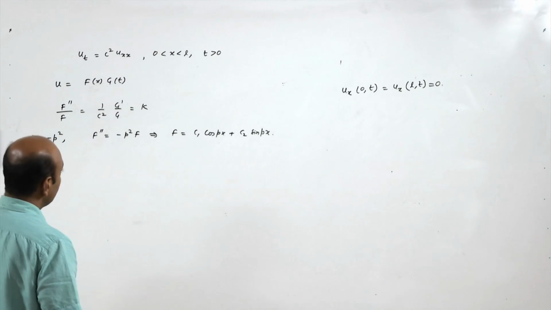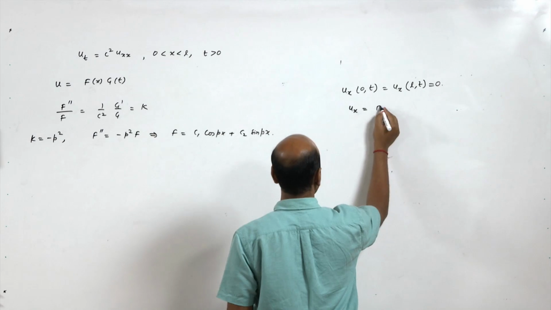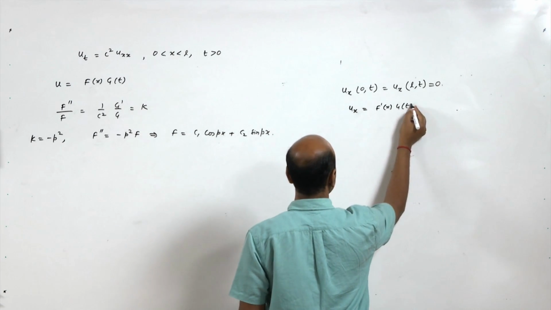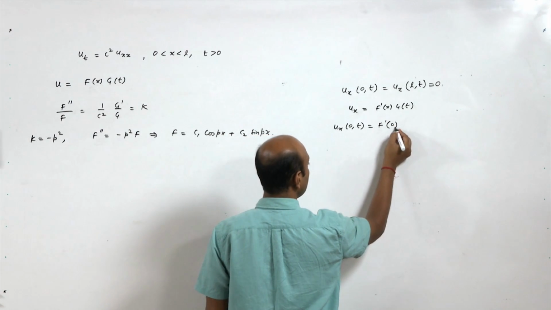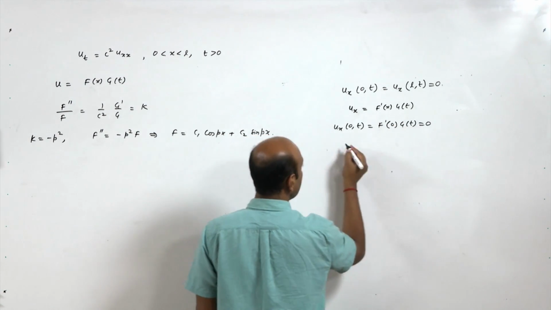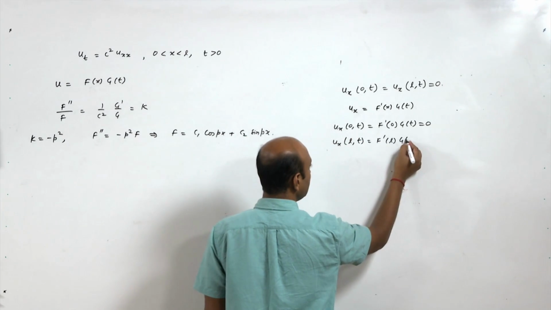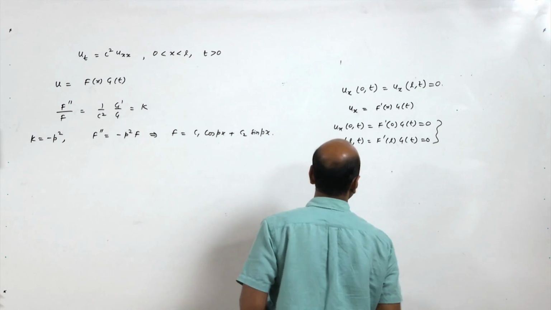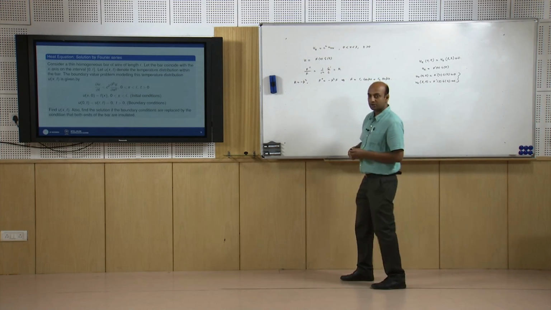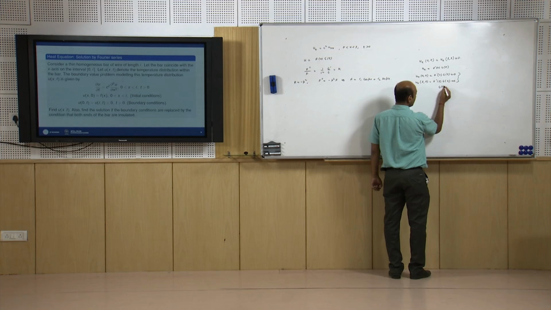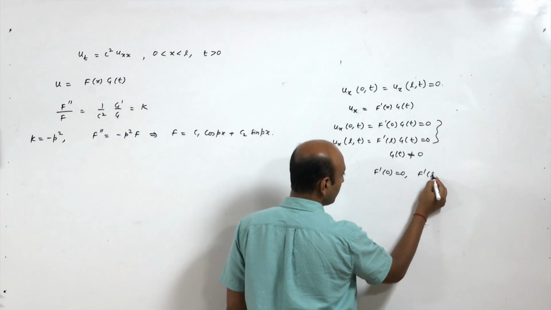Now, from here what will be u x? u x will be f dash x into g t, and u x at (0, t) means f dash at 0 into g t equal to 0, and u x at (L, t) means f dash L into g t equal to 0. So, g t can't be 0, because if g t equals 0, then u equals 0, which is not possible. So, this implies f dash 0 is equal to 0 and f dash L equal to 0.